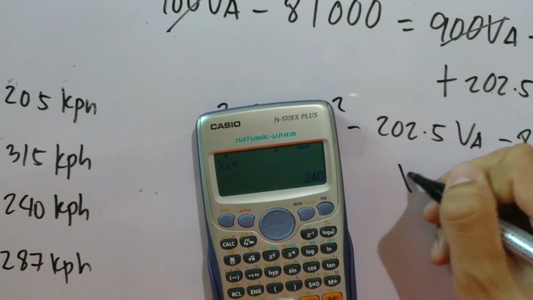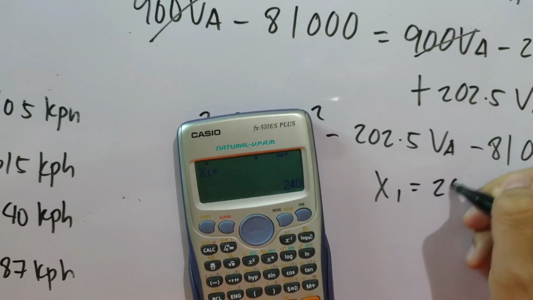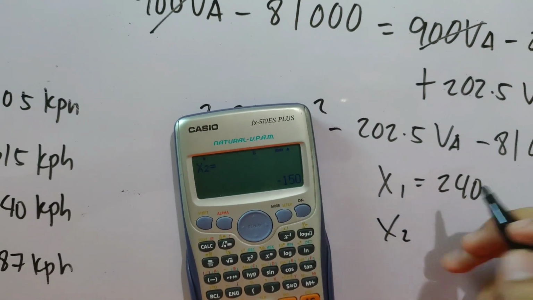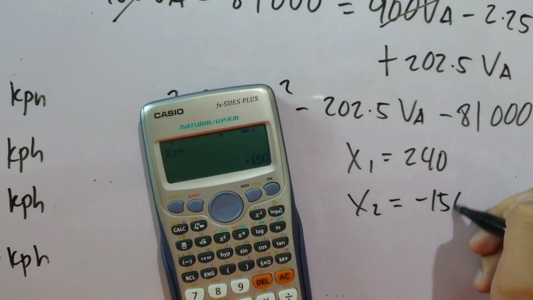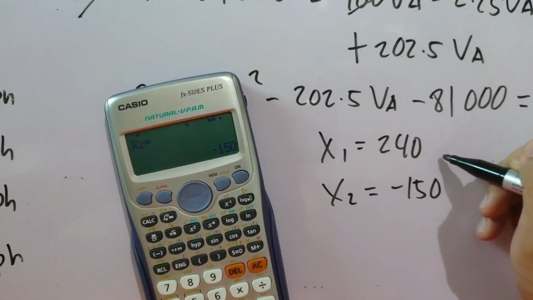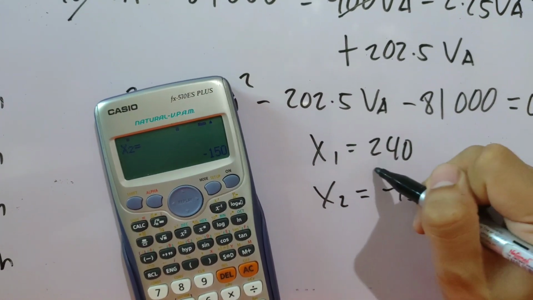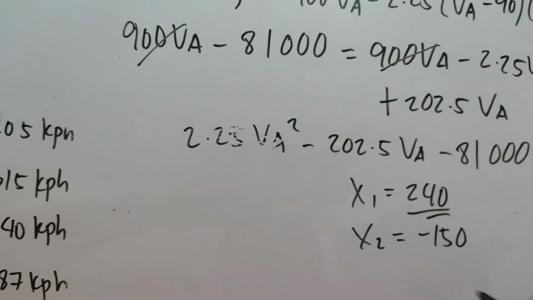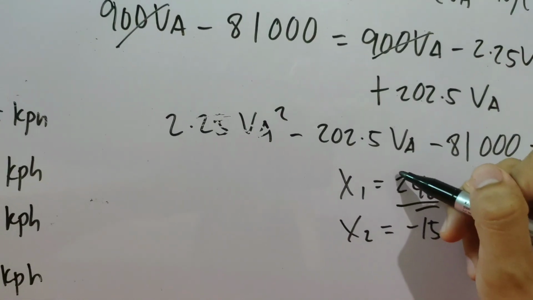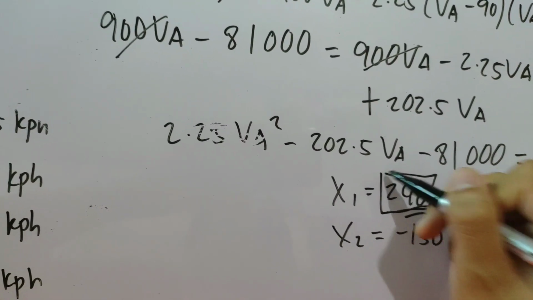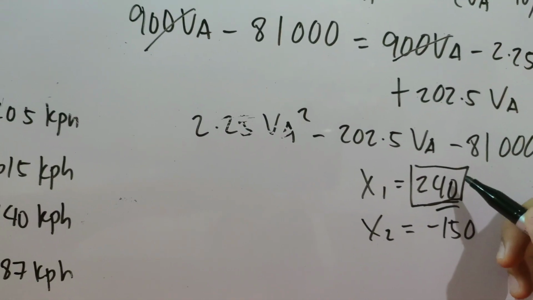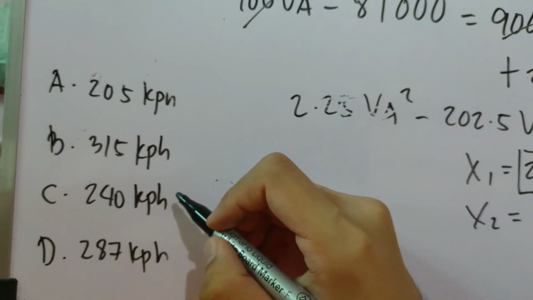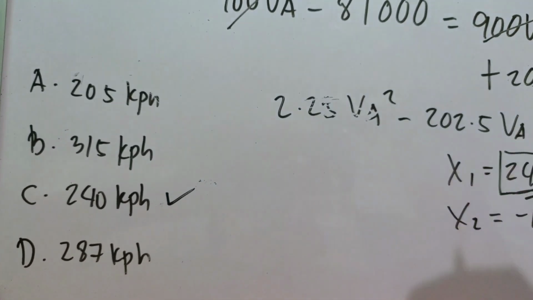So, yung X1 natin is equal to 240. At yung X2 is equal to negative 150. So, positive lang kukunin natin. Ito, 240. So, ito na yung value ng VA natin. Or yung velocity ng plane A. So, ito na yung tamang sagot. VA or velocity ng plane A is equal to 240 kilometers per hour, which is letter C.